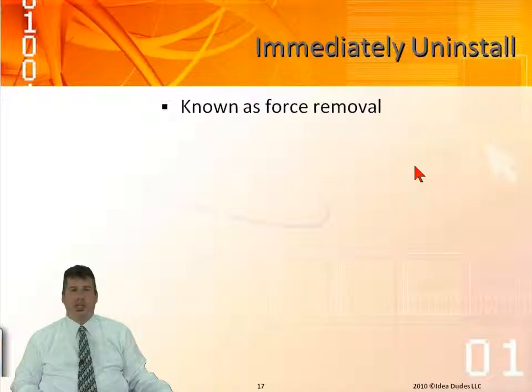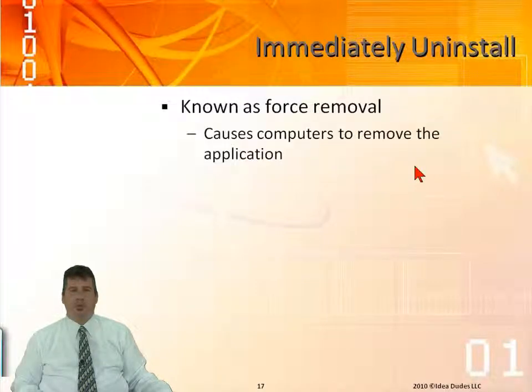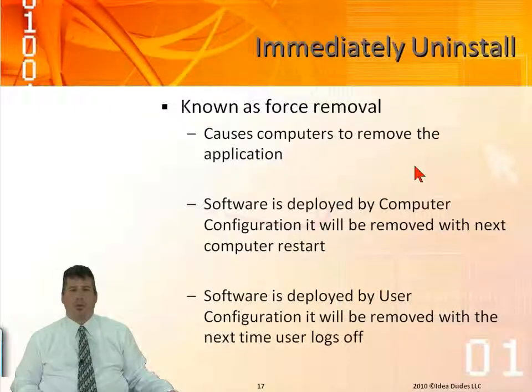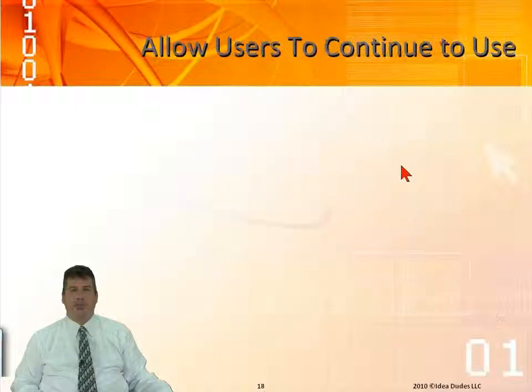Immediate uninstall is known as a forced removal. It causes the computer to remove the application. Software is deployed by the computer configuration. It will be removed with the next computer restart. Software is deployed by the user configuration. It will be removed with the next time the user logs off. So next time the user logs off, then the software will be taken out.